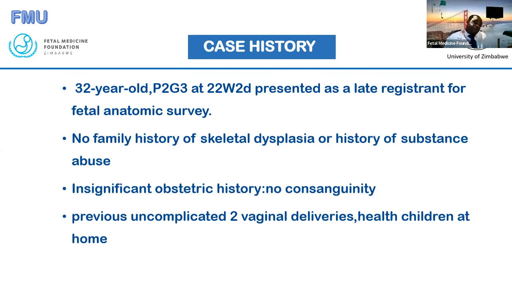So it's a case of a 2-year-old, now in a third pregnancy, late registered to our fetal unit for fetal anatomic survey. Her second trimester scan showed shortening of long bones. There's no family history of skeletal dysplasia and no history of substance abuse. The obstetric history was insignificant. There was no consanguinity or even gestational diabetes. She had previous uncomplicated vaginal deliveries and both children are healthy at home and they are growing well with no noted deformities.